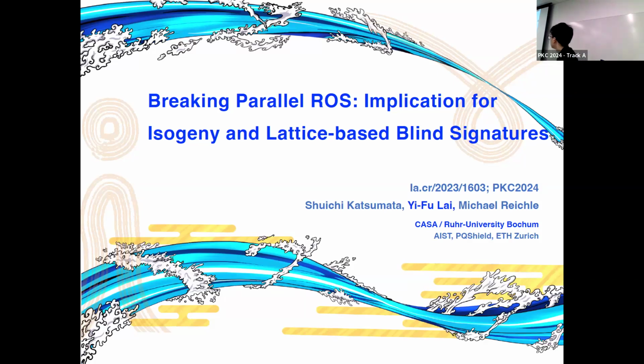The third and last talk is on parallel OS security for blind signatures. Thanks for the introduction. This is joint work with Shuichi Katsumata and Michael Reichle. Firstly, I will give a brief introduction to blind signatures, and I will introduce our concurrent attack. And I will have two open problems on this topic.